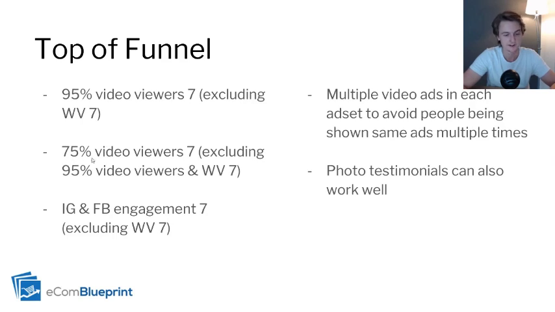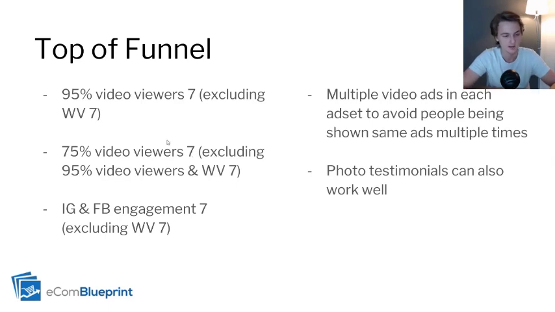Same thing here, 75% video viewers in the last 7 days. You also want to exclude the website visitors in the last 7 days, but you also want to exclude the 95% video viewers. The reason is that if someone's watched 95% of the video, then they've obviously watched at least 75%, right? So all the 95% video viewers are also in this audience. This audience is a subset of this larger audience, and if you want to avoid the overlap, you need to exclude that 95% video viewers audience from the 75% video viewers audience.